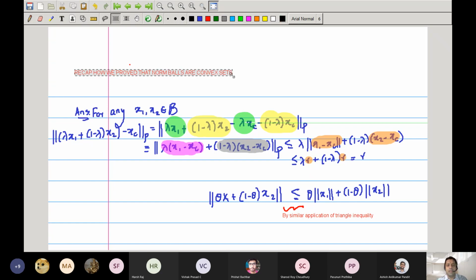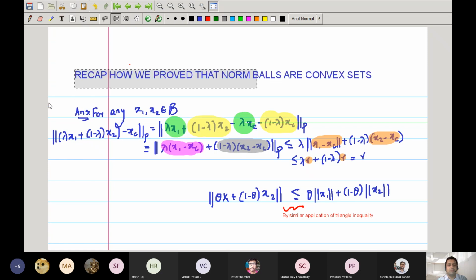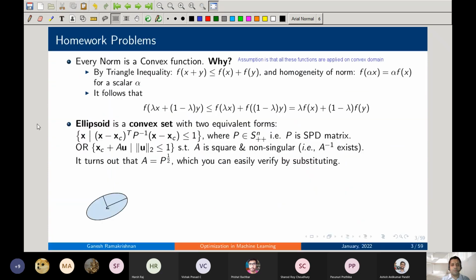It's important that you spend some time on the homework problems so that you're able to tune into the class quickly, even if you don't get them exactly. And then we had this other problem, right? Ellipsoid is a convex set with two equivalent forms. One involved x minus xc transpose P inverse x minus xc. So the scaling and rotation happen through this inverse of a positive semi-definite matrix. Sorry, it's a strictly positive definite matrix.